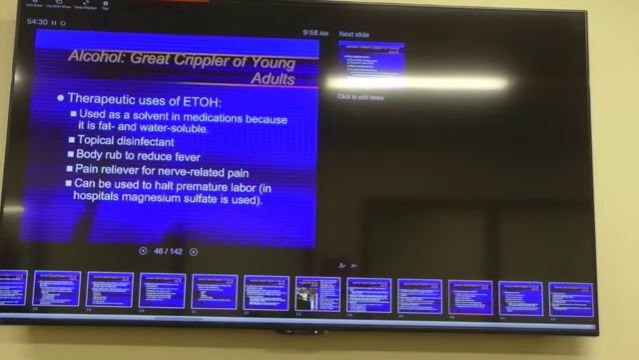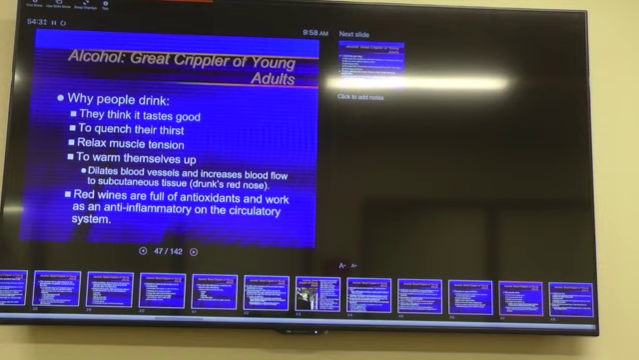Why do people drink? They think it tastes good. To quench their thirst because they're so thirsty. This is illogical because alcohol, of course, evaporates very rapidly and it makes you even thirstier. It's like drinking salt.